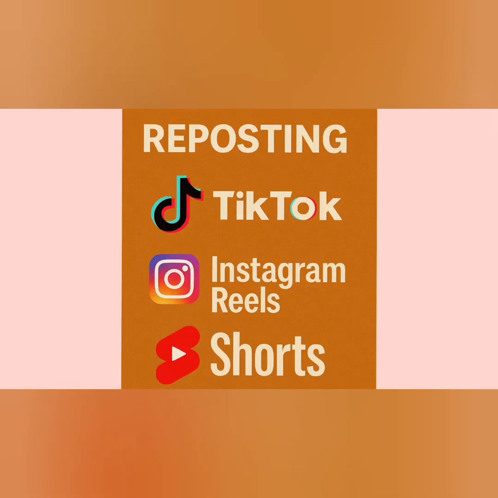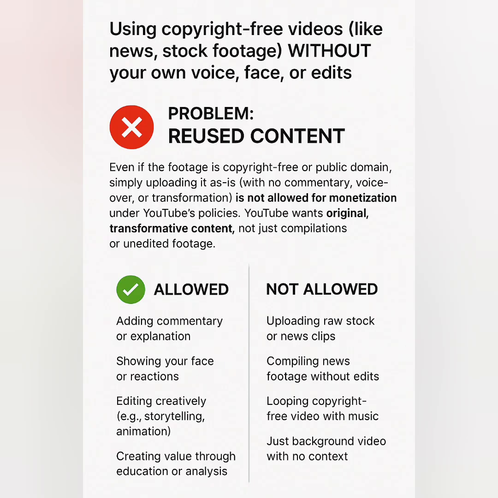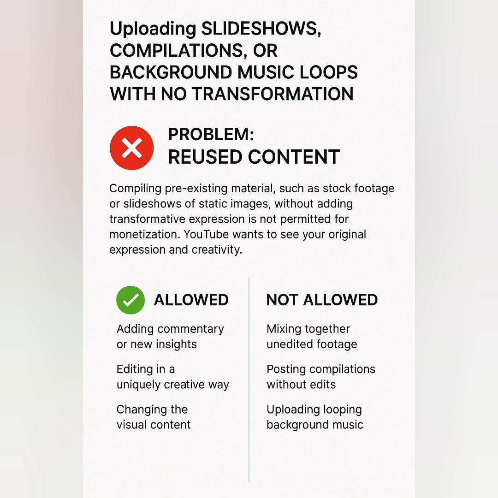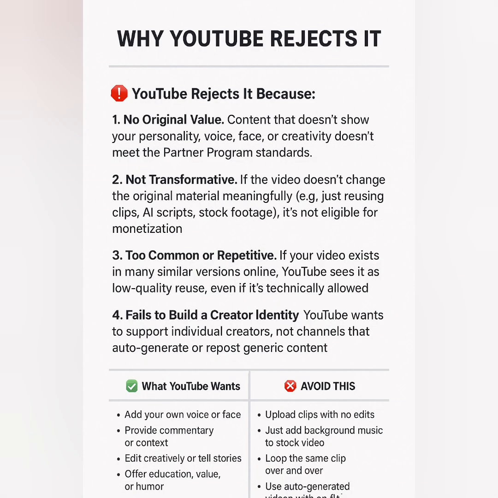Common examples: reposting TikToks, Instagram Reels, or Shorts from other people; using copyright-free videos like news or stock footage without your own voice, face, or edits; repeating AI-generated content with no personal touch; uploading slideshows, compilations, or background music loops with no transformation. Why does YouTube reject these?